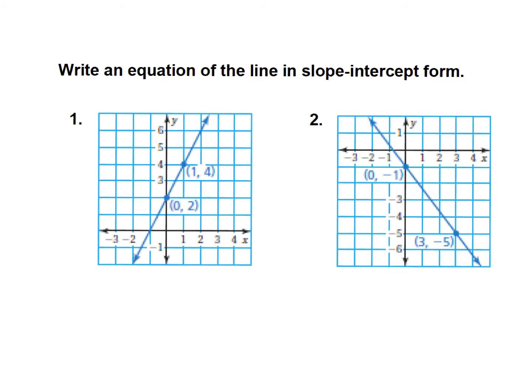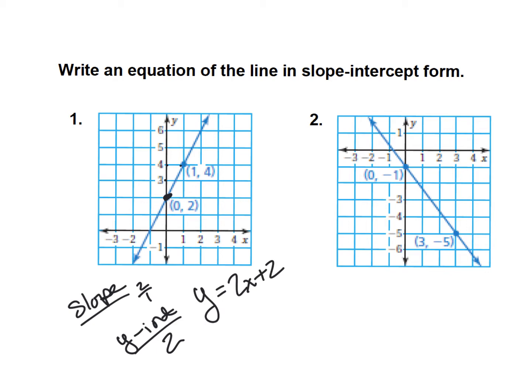So if you remember 4.6, you had to take a graph, find the slope, and find the y-intercept, and then write the equation. So our y-intercept on number 1 is at 2. Our slope is 2 over 1. So our equation is y equals 2x plus 2. Number 2, our y-intercept was a -1. So y equals mx plus b. This would be a -1.